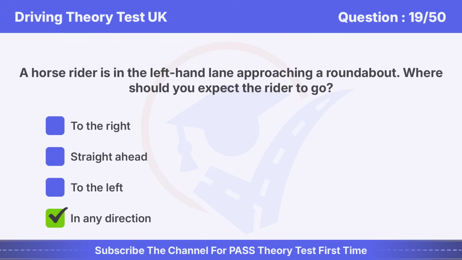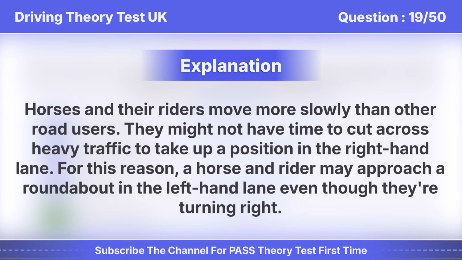Answer is D. In any direction. Horses and their riders move more slowly than other road users. They might not have time to cut across heavy traffic to take up a position in the right-hand lane. For this reason, a horse and rider may approach a roundabout in the left-hand lane even though they're turning right.